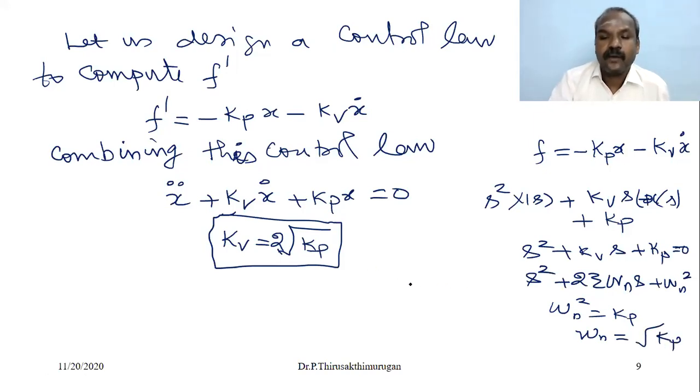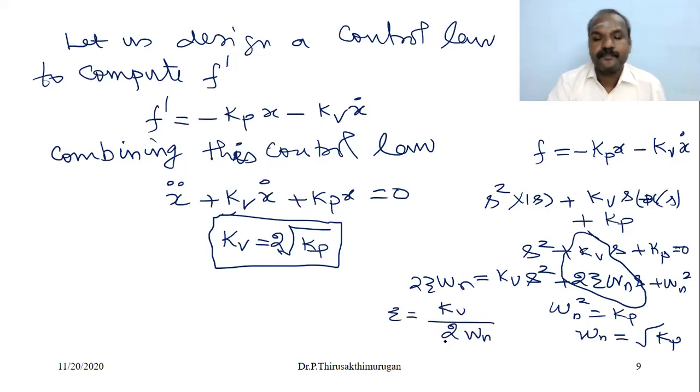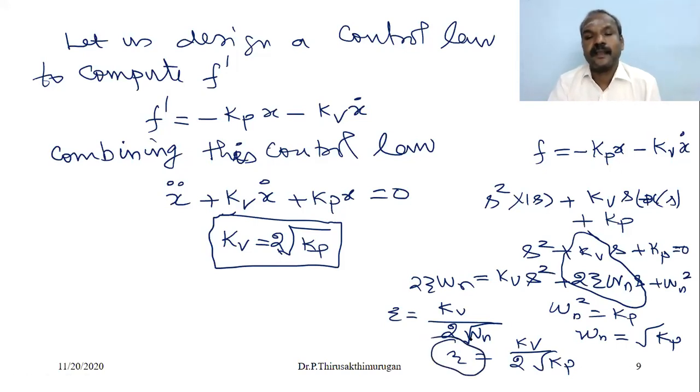Similarly, what is 2 zeta omega n from this comparison? 2 zeta omega n is Kv. So zeta equals Kv by 2 omega n. What is omega n? Root Kp. So zeta equals Kv by 2 root Kp. Understand or not? Being critically damped, we are generating the control law for our critically damped system. So zeta equals 1.